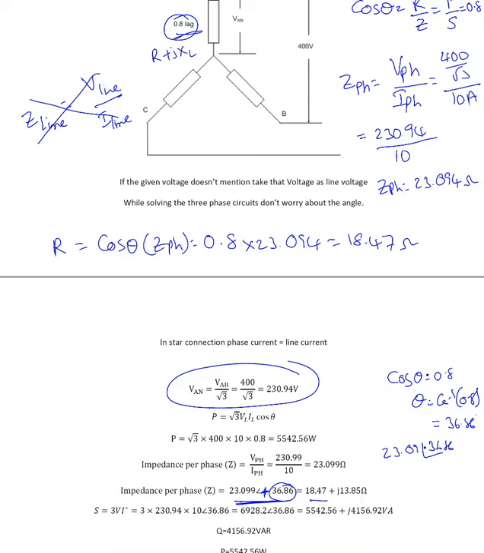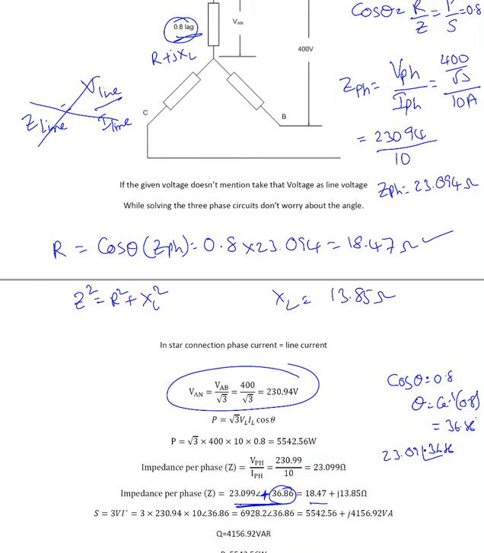That's one way. Here I already found R value by using cos theta, ZPH, and I can find XL value, Z square equal to R square plus XL square. Based on this, I can find the XL value. So if you find XL equal to 13.85 ohms. Once we have R and XL, he's asking about P and Q.